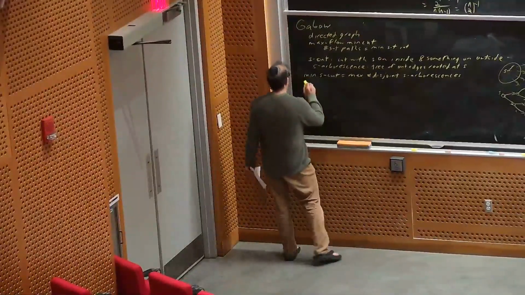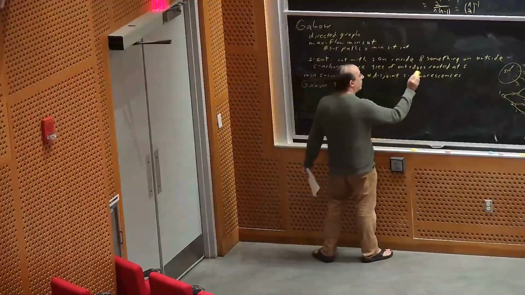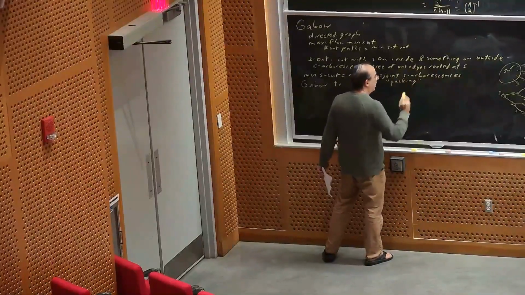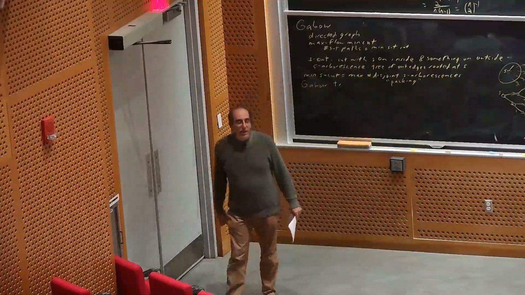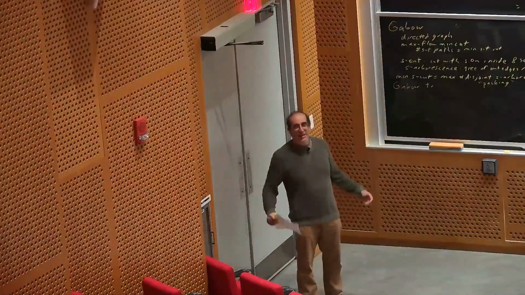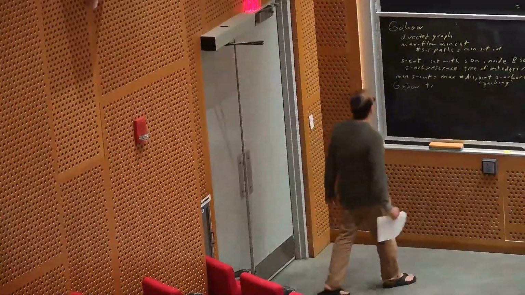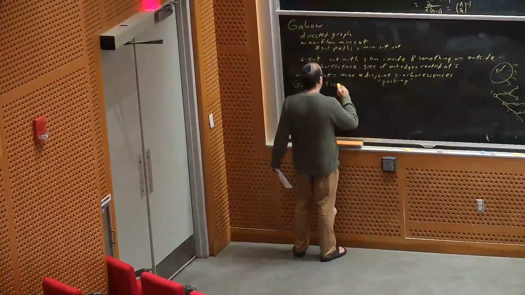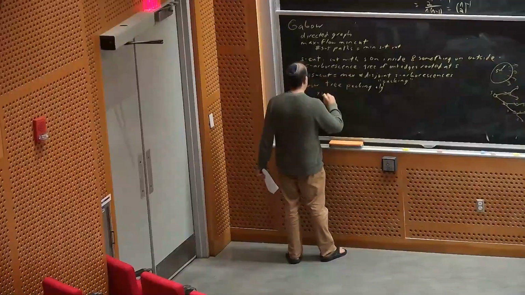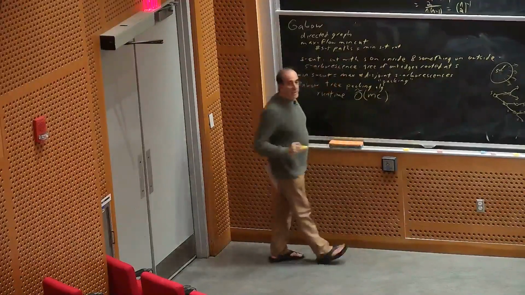And Gabow gave an algorithm for this. When you talk about a disjoint set of things, it's called a packing. It's like when you pack your suitcase with disjoint pairs of socks, right? They're not allowed to overlap each other. They all have to fit in the suitcase. So Gabow gave a tree packing algorithm with a runtime of order m times c.